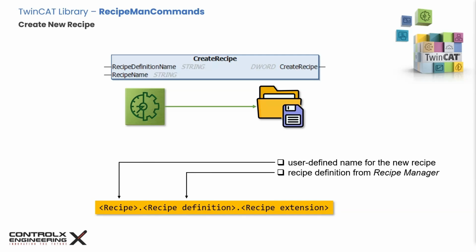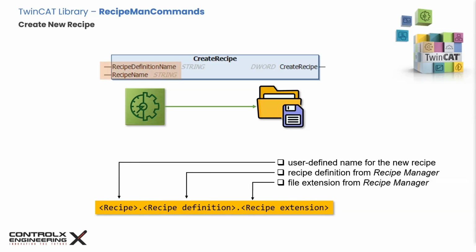The middle part of the file name is the recipe definition that the PLC programmer gave to the collection of variables for that recipe. This is defined in Recipe Manager, which we will cover later. And the last part is the file extension for the recipe file, which was also defined by the PLC programmer in Recipe Manager.